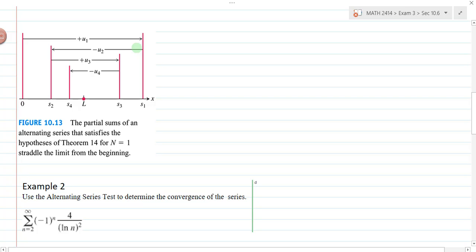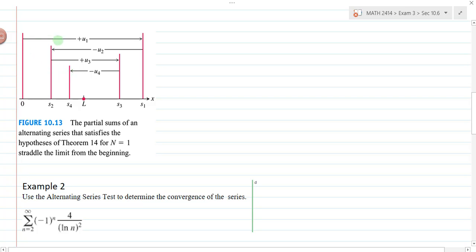So when I look at my second partial sum, it's going to be bigger than 0 because I took away u sub 2 from a positive u sub 1, and u sub 2 is not as big as u sub 1. The next term is going to be positive, but using this length of the line to represent the term, it's not going to be as long. So my third partial sum is not going to be as far out as my first partial sum was. Then the next term is going to be negative, so I subtract.